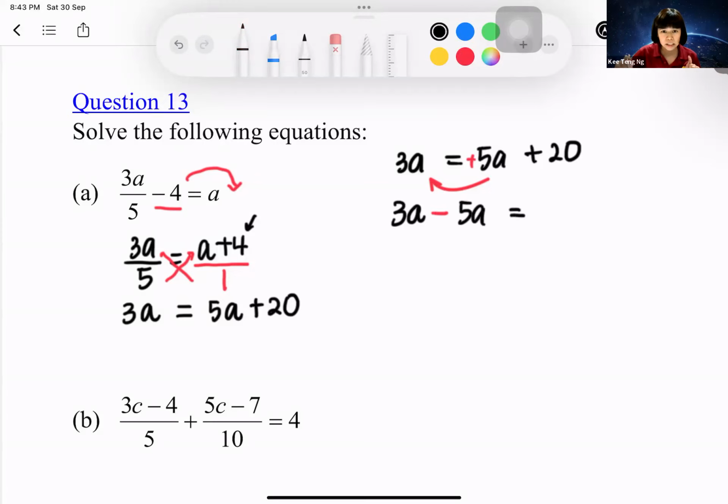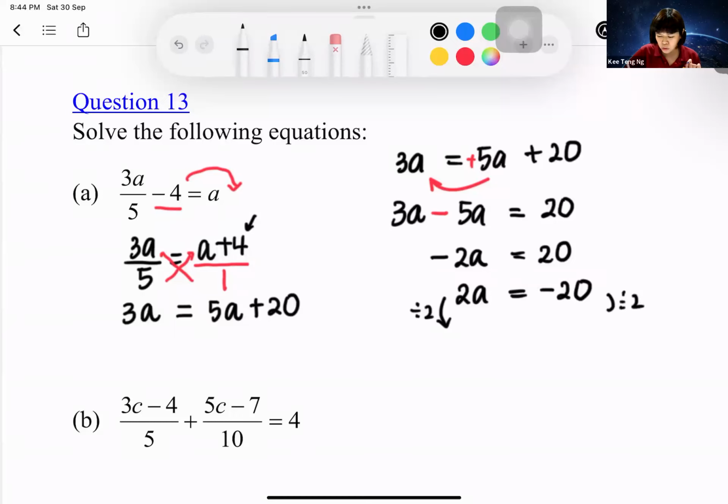Equal sign still stays in the center. So this side I'm left with only 20. 3 minus 5a is negative 2a is 20. Get rid of our negative sign. So I change this to 2a, but this one becomes negative 20. Then I don't want my 2, so I divide by 2, divide by 2. So a will be equal to negative 10.